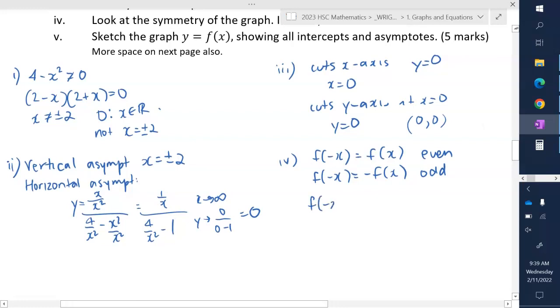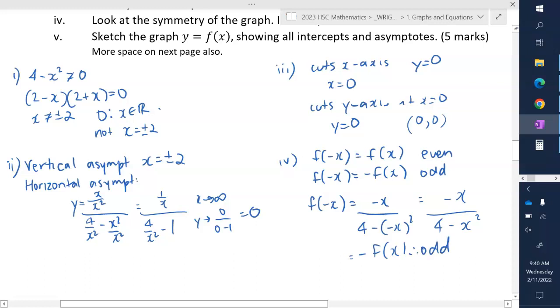So f of minus x is going to be equal to minus x over 4 minus x squared. Top line stays minus x. Bottom line, the 4 and the minus are there, but when I square anything, that becomes x squared. So what I now have is that equal to minus f of x. It's my original function, it's just got an extra minus in there. Bottom line's the same. So that's an odd function.